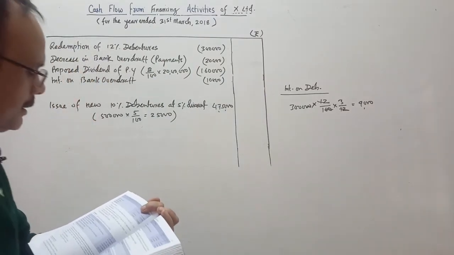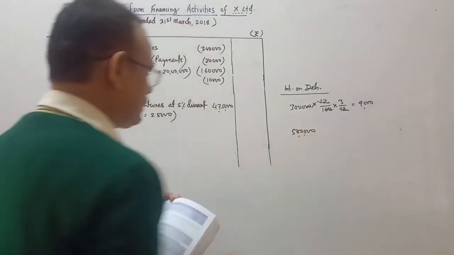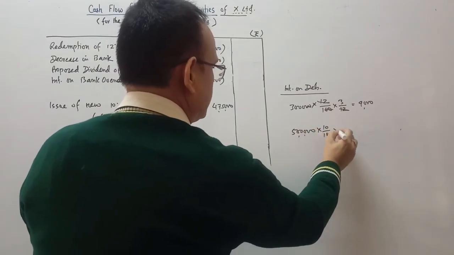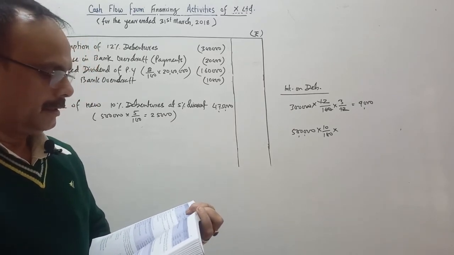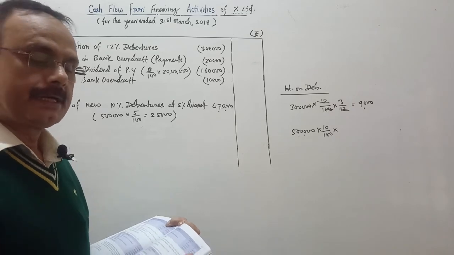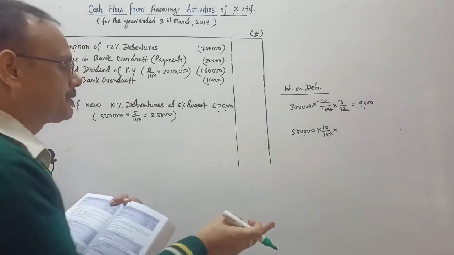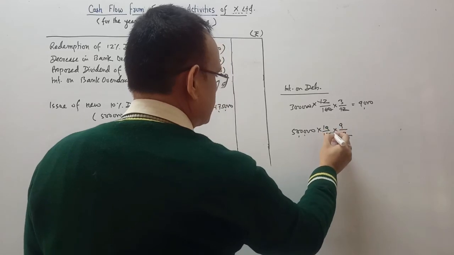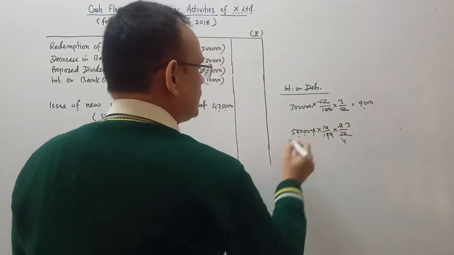Next debenture is the one which is issued: 5 lakhs debenture, rate of interest is 10%, and you see the point number 2, additional information. So new 10% debentures were issued on the same date, on 1st July. So interest will be calculated from 1st July to 31st March, so 9 months. Interest will be calculated by us.